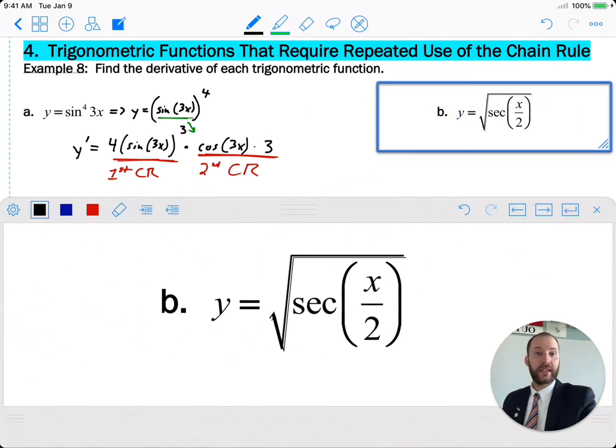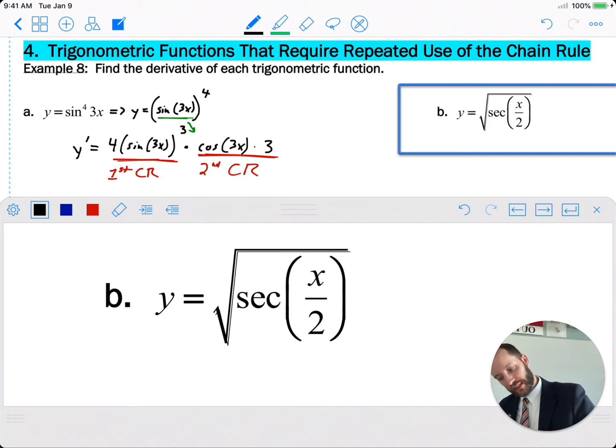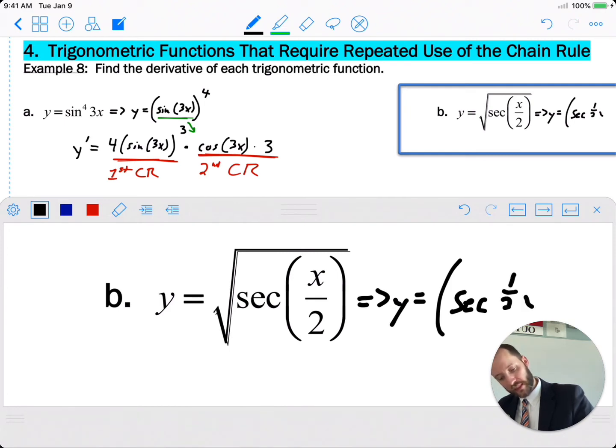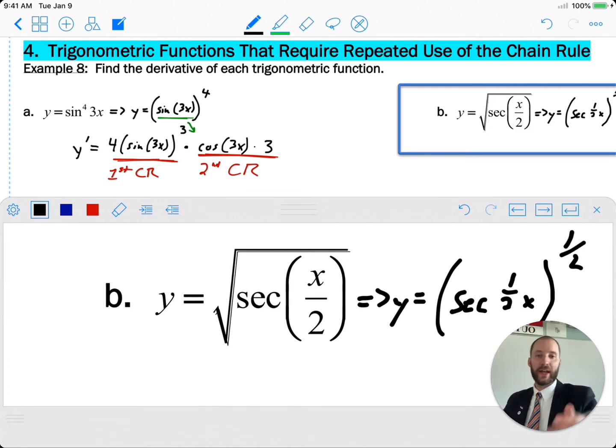Let's take a look at example B also. Let's kind of rewrite this as a secant. I'm going to do a couple of rewrites. Secant of 1/2 x, to the 1/2 power. Square root becomes a 1/2 power.